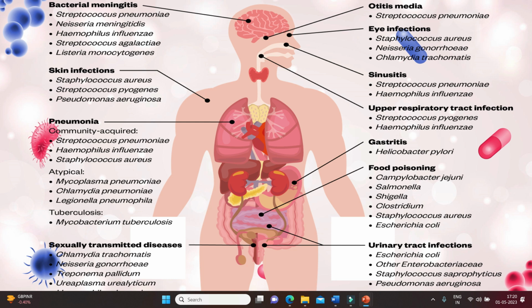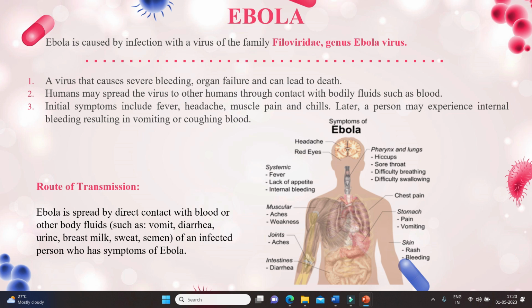So bacterial meningitis is caused by Streptococcus pneumoniae, Neisseria meningitidis and Streptococcus agalactiae. Skin infections are caused by Staphylococcus aureus, Streptococcus pyogenes and Pseudomonas aeruginosa. Pneumonia is categorized into three types: community acquired, atypical, and tuberculosis. Community acquired pneumonia microorganisms are Streptococcus pneumoniae and Staphylococcus aureus, and atypical are Mycoplasma pneumoniae and Chlamydia pneumoniae.